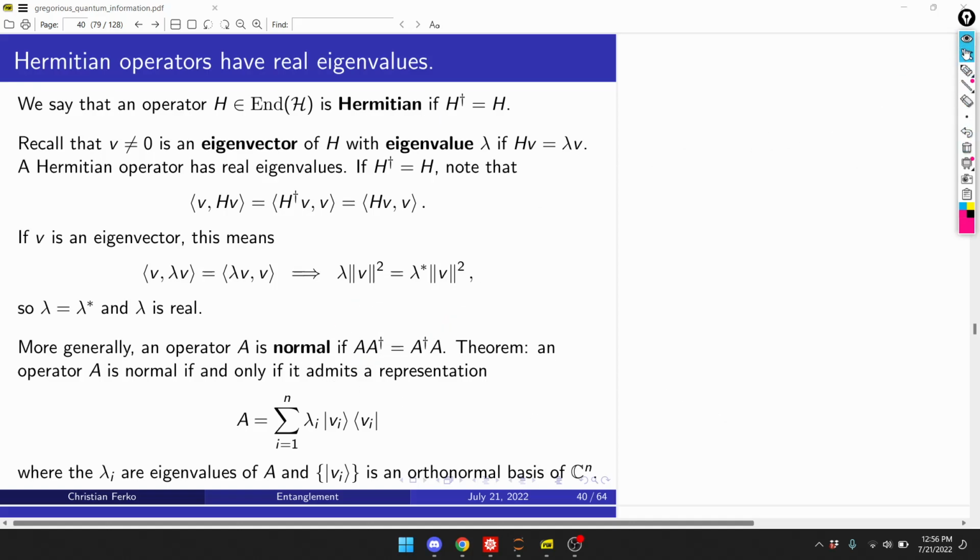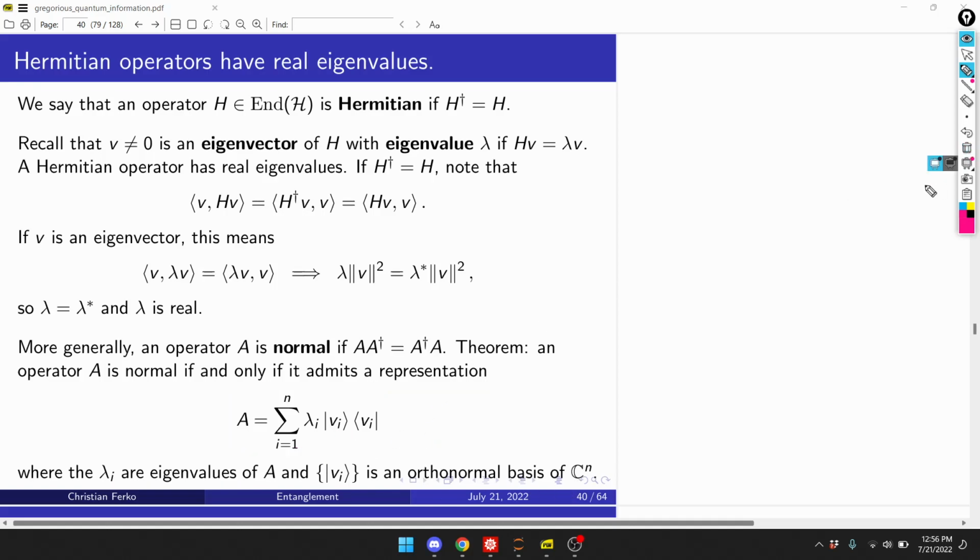There's a theorem which I will not prove for you again, but an operator is normal if and only if it admits a representation of this form. So remember, when we write these inner products, you're thinking matrix. So this is a matrix written as a linear combination of numbers lambda i, which are the eigenvalues of A, and outer products of v_i with v_i, where v_i is an orthonormal basis of C^n.